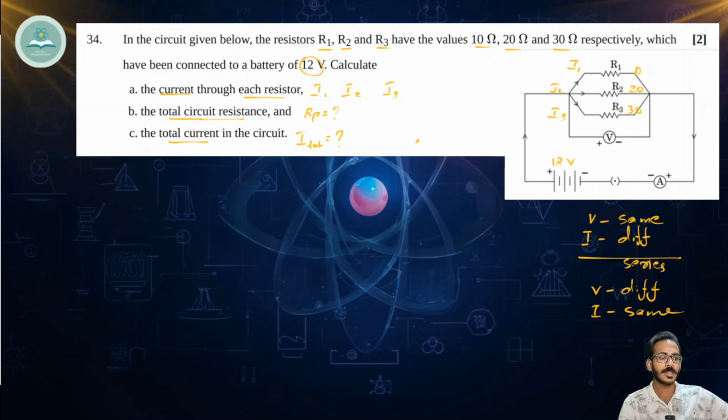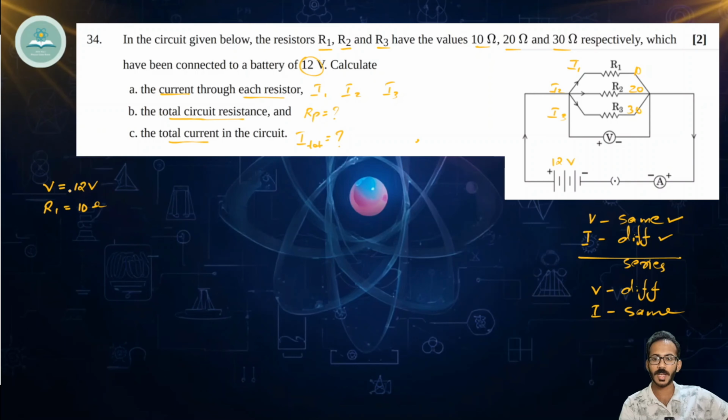Here, since it is parallel connection, we know the voltage is the same and the current is different. That's why they are asking us to find out the current in each case. So let's use this one. We already know the voltage is the same, so the potential difference is 12 volt. Now we know the resistance. Let's find out across R1. The resistance R1 is 10 ohm.